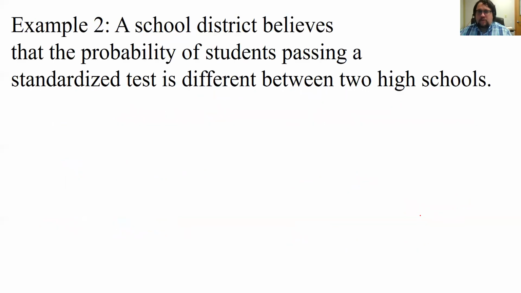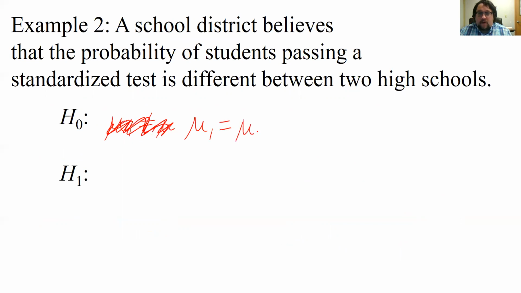All right, example 2. A school district believes that the probability of students passing a standardized test is different between 2 high schools. Now, it's not claiming one's better than the other. They're just saying we think that they're not the same. And this might be a preliminary situation. So the null hypothesis would be that they are the same. And the alternative would be that they're different.